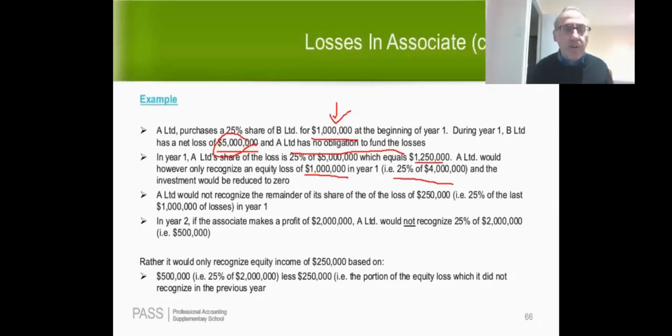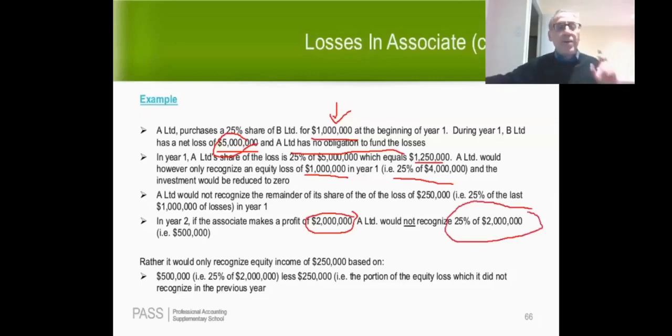Now, in year two, let's assume the associate makes a $2 million profit. So normally, had A recognized the full loss in year one, then in year two, when the associate makes a $2 million profit, A would be allowed to pick up 25% of $2 million and recognize $500,000 of equity income. But because A failed to recognize $250,000 of the equity loss in the previous year, we've got to make up for that before we recognize any equity income.